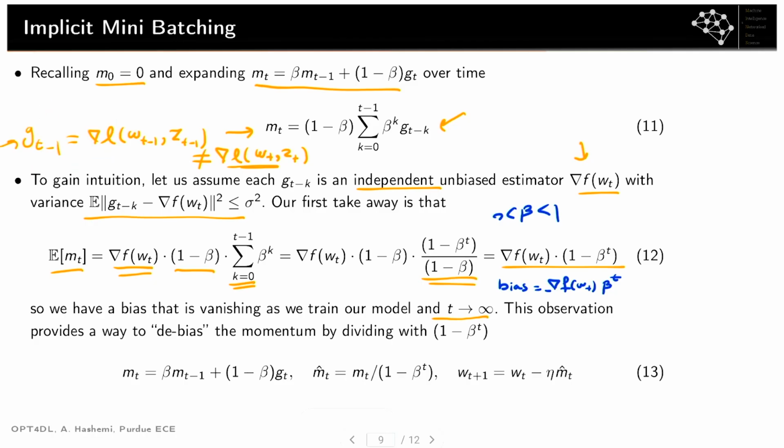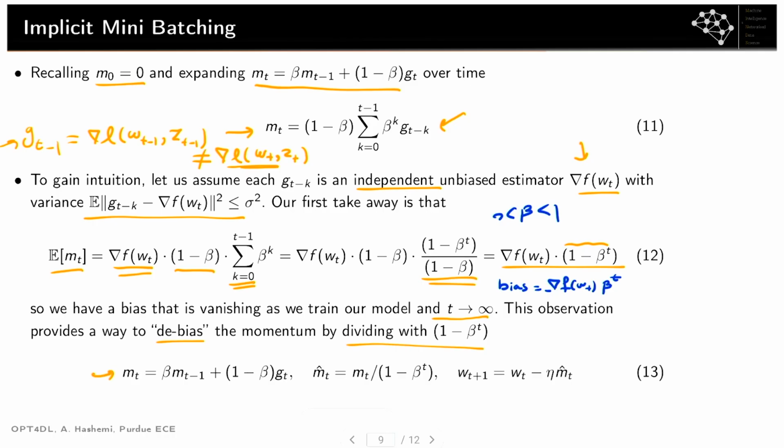But this observation actually provides a way to get rid of the bias. As we can see here, if I didn't have this factor 1 minus beta to the power of t, under these simplifying assumptions at least, my momentum would be an unbiased estimator of the true gradient. So let's use this idea. We can debias the momentum by dividing it by 1 minus beta to the power of t. This is what we typically use in practice when we mean SGD with momentum.